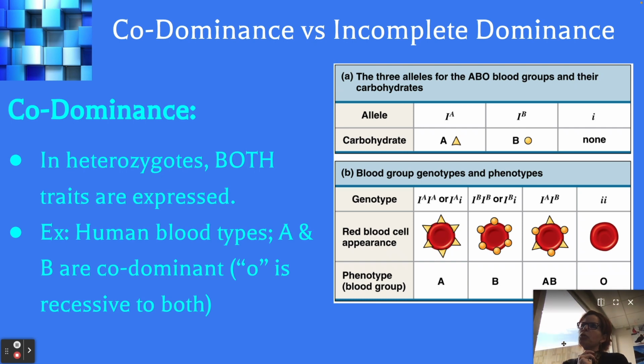Okay, and then just a quick reminder about codominance and incomplete dominance. Codominant means they're both dominant. So the example was blood types A and B. If you get an A allele from one parent and a B allele from another, you're going to have blood type AB. They both show up.